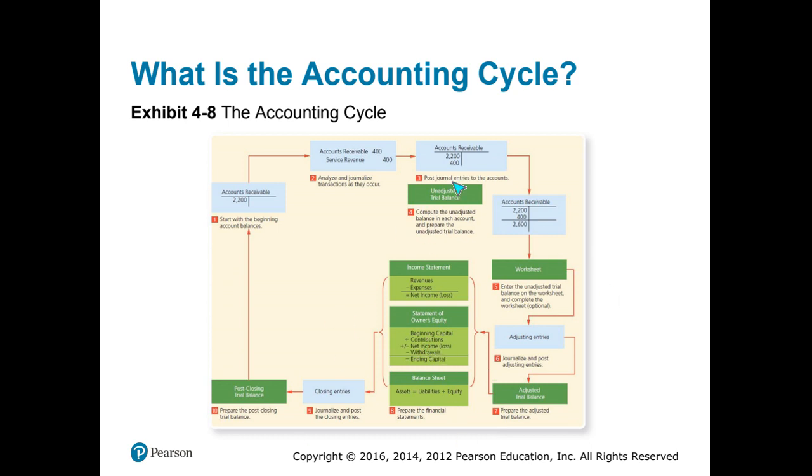So you've got your unadjusted trial balance, then we prepare the worksheet, then we receive our adjusted trial balance. From that, we create our income statement, statement of owner's equity, balance sheet. Once we have those, we can then go in and create our closing entries and then our post-closing trial balance.